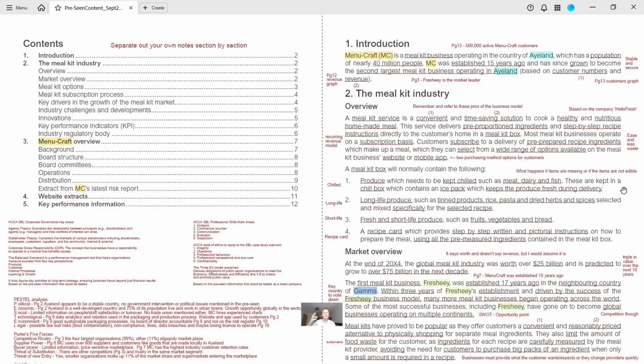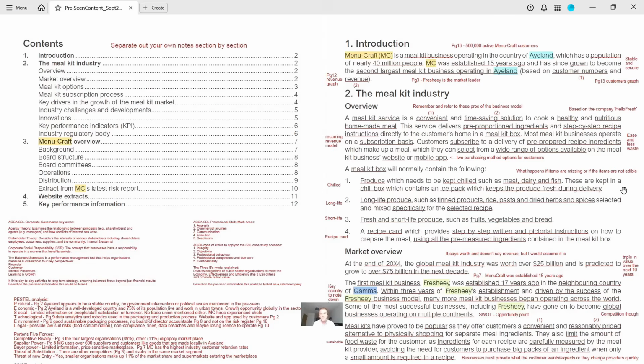So now let's go through what we're provided by the ACCA SBL team. We have MenuCraft on here, and we have a meal kit business operating in the country of Ireland. It has a population of nearly 40 million people. That's a key number to get down because we're given how many customers they have later on.